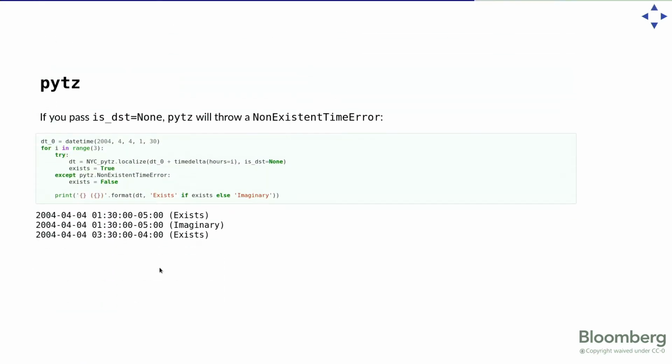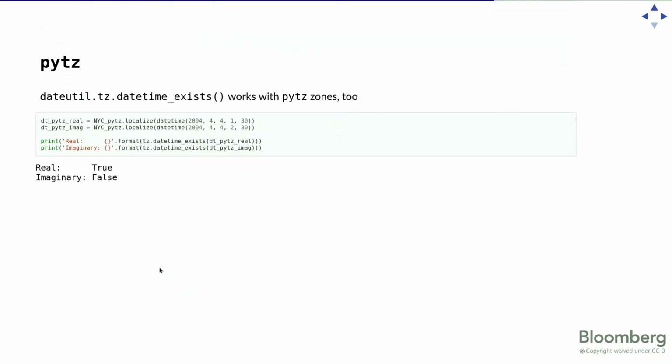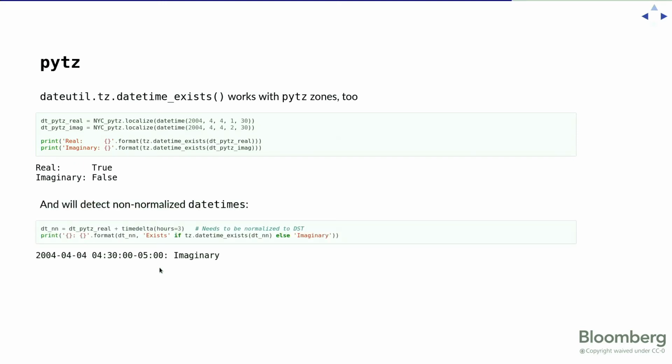So you can see here, if you want to know if a time exists, you can localize it with isDST as None and catch a non-existent time error. One thing that's interesting to note is that the way datetime exists is implemented, it works just fine with PyTZ time zones. So you can still tell if something is imaginary just using tz.datetime_exists. And it will also detect non-normalized datetimes, because non-normalized datetimes are just a sort of unusual form of an imaginary datetime in that they don't exist in that zone.